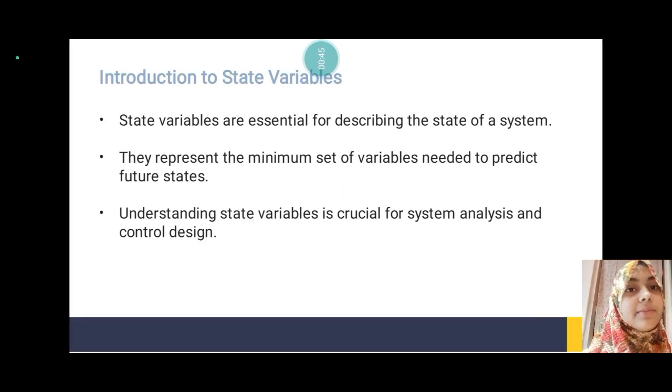Introduction to state variables. State variables are essential for describing the state of a system. They represent the minimum set of variables needed to predict future states. Understanding state variables is crucial for system analysis and control design.